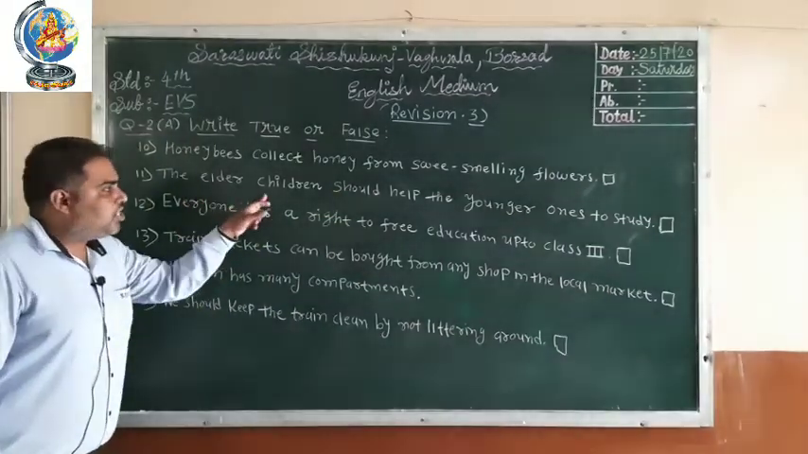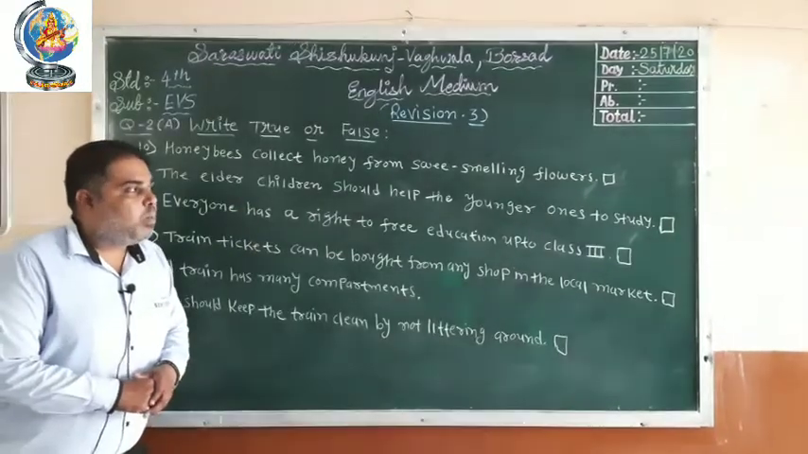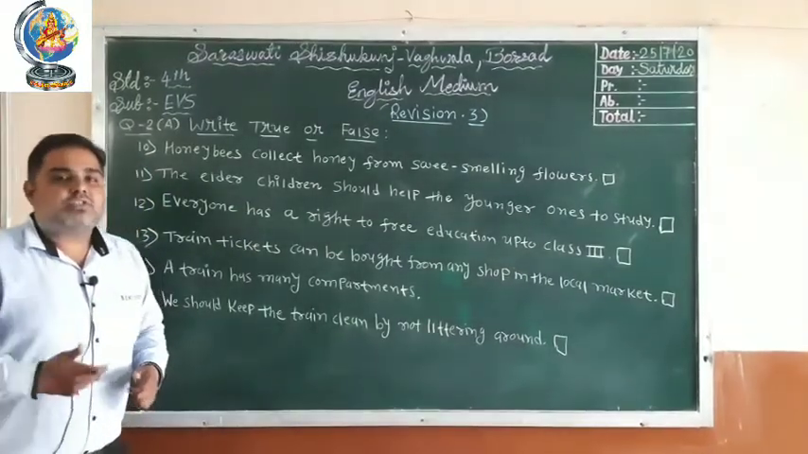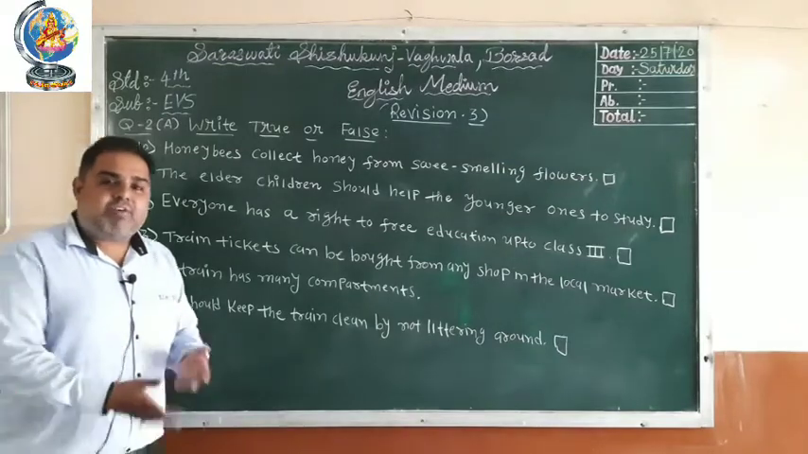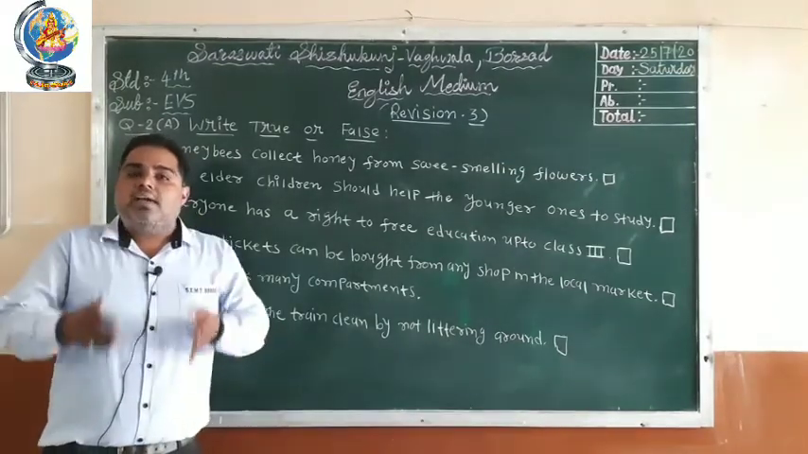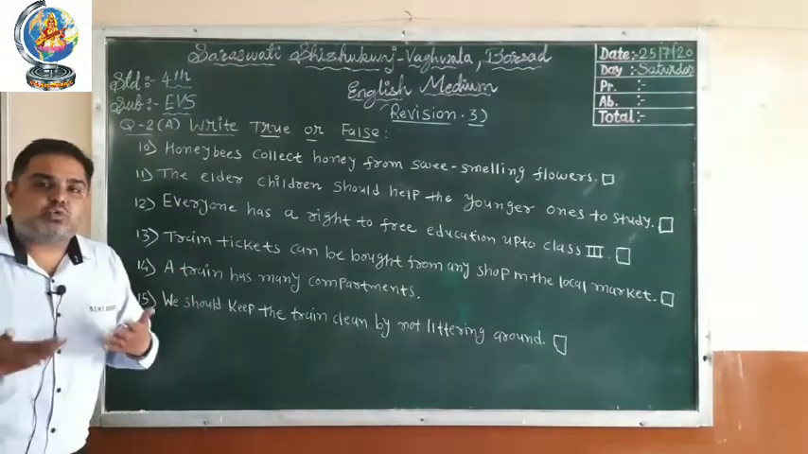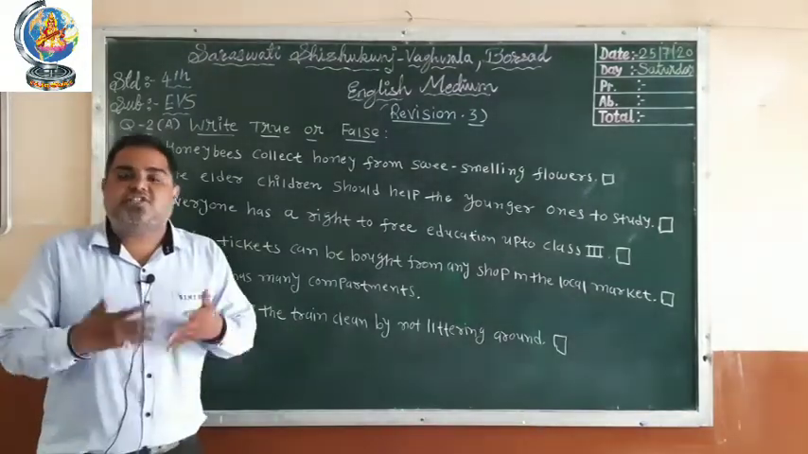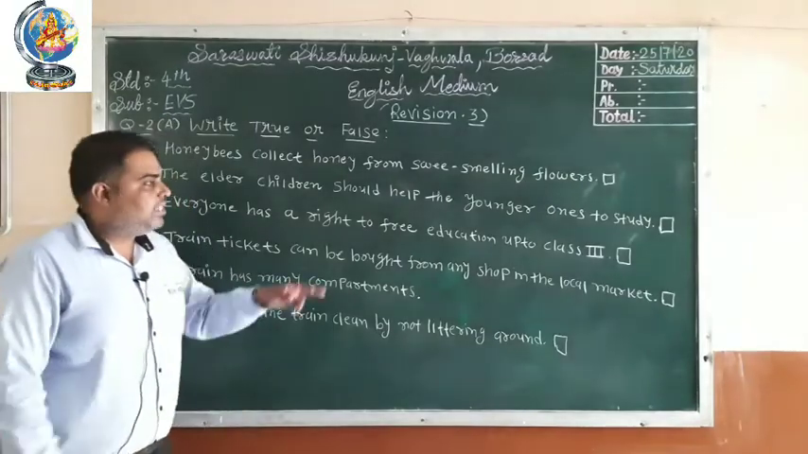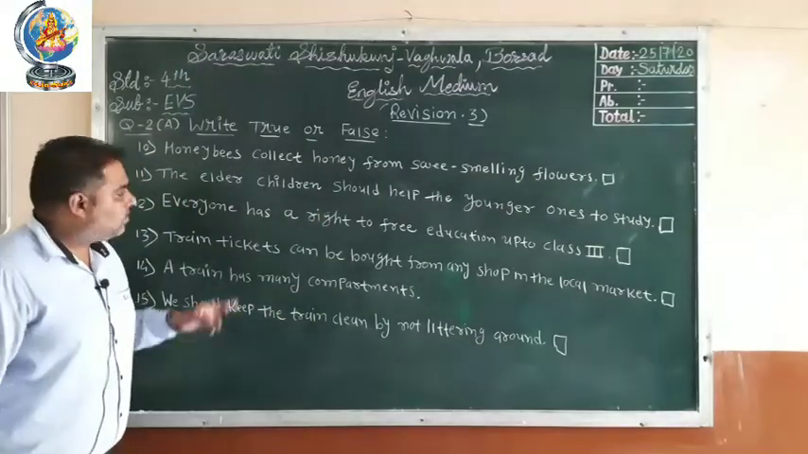Number 11, the elder children should help the younger ones to study. So this statement is also correct. Why? Because the elder children have to help. They should help the younger, meaning little children, in their study. That is why this statement is correct.